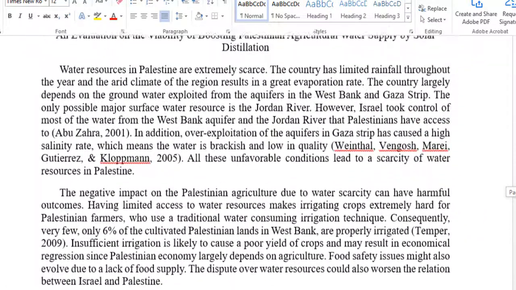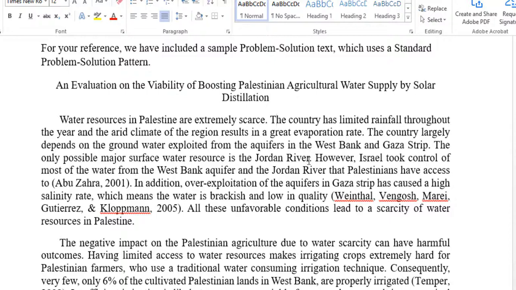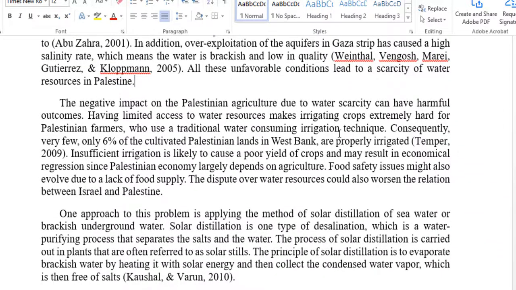If we go up, I'm not going to read this to you. You can read it on your own, but you'll see that this first paragraph starts very generally, right? Water resources in Palestine are extremely scarce. That's a very general background piece of information. So the first paragraph goes through the background. It has the citation for the first source, then moves on to the problem. So in the second paragraph, we have this very specific problem about water scarcity. Again, we have a source that is being cited here in the second paragraph.